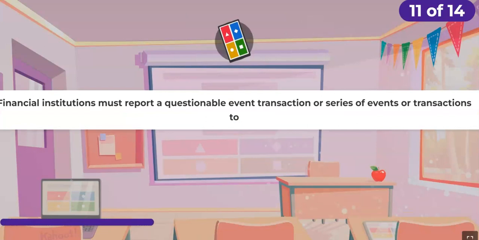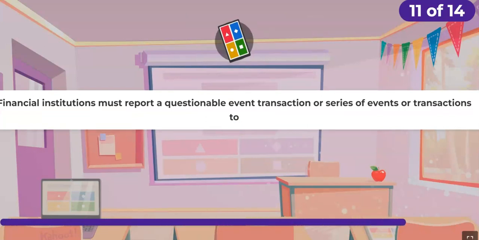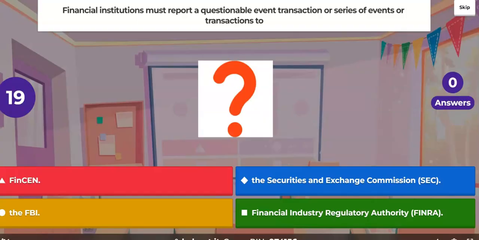Financial institutions must report a questionable event, transaction, or series of events or transactions to A.